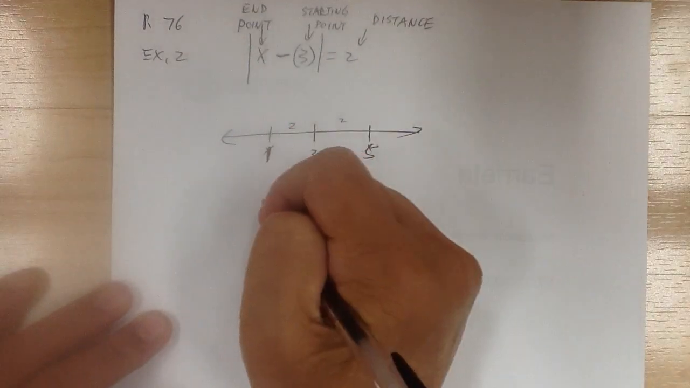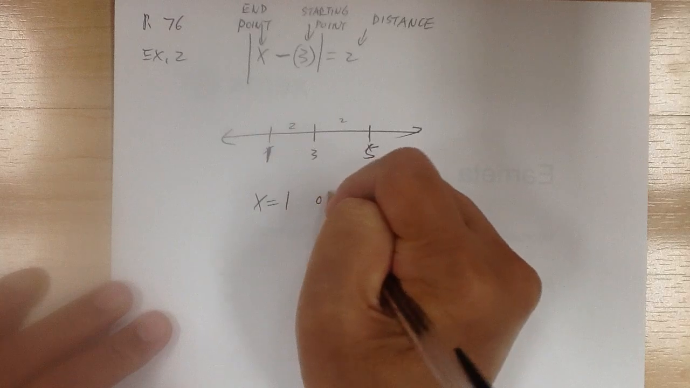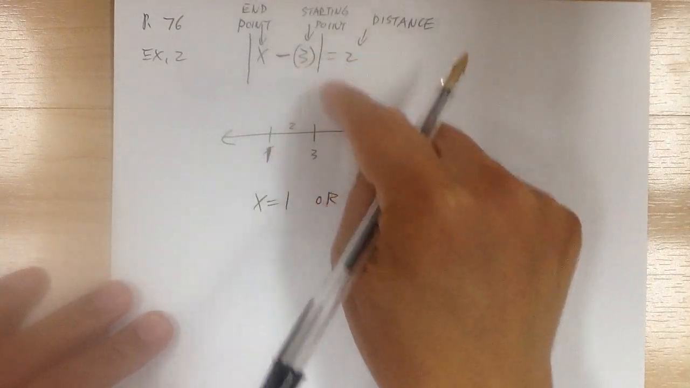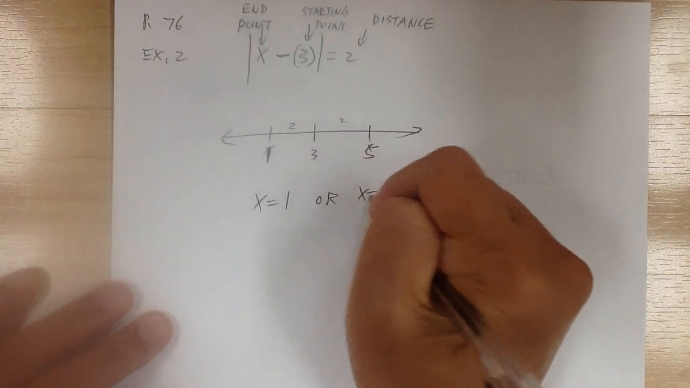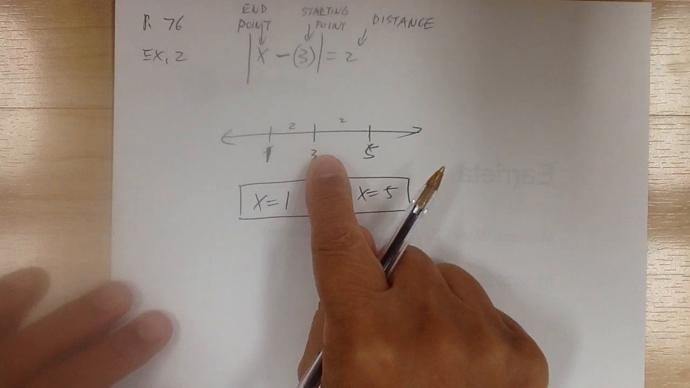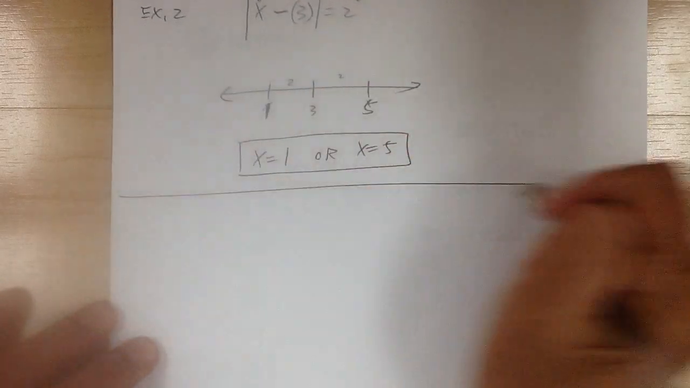And so therefore your answer would be x equals 1, or. Remember, this is only pointing toward the absolute value, and everything else is "or". So it would be or x equals 5, and that is your answer. Okay, so that's how you do it graphically. Let's go to example 3.